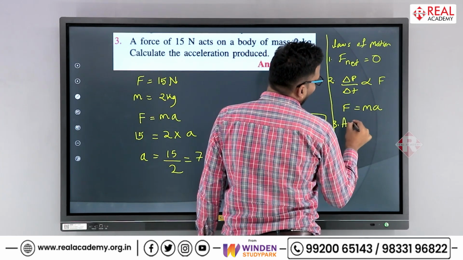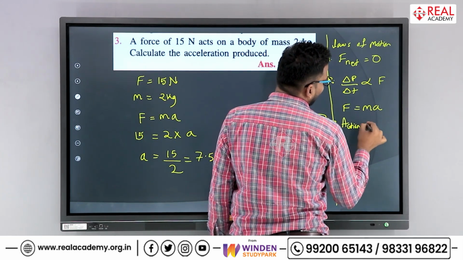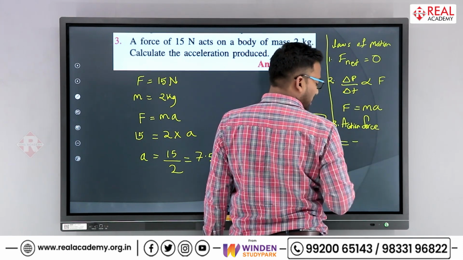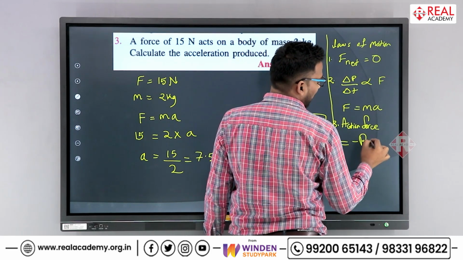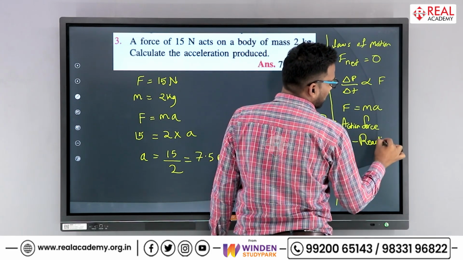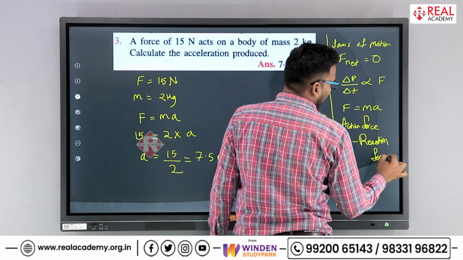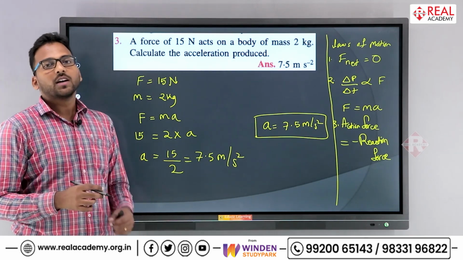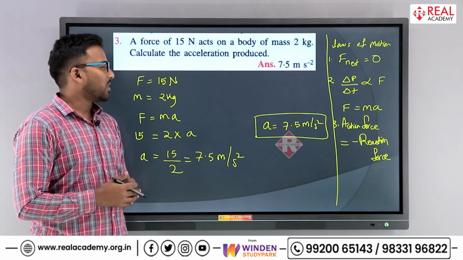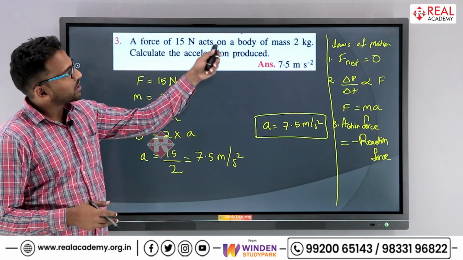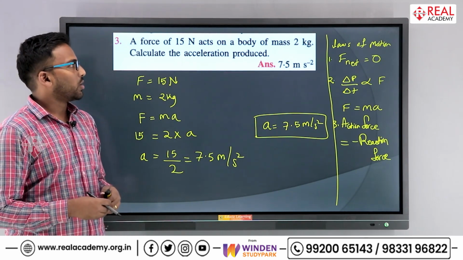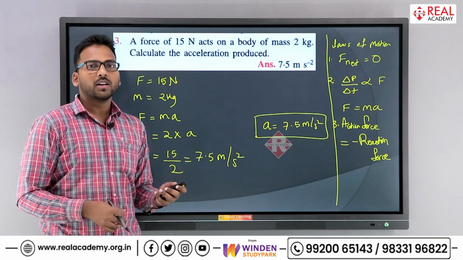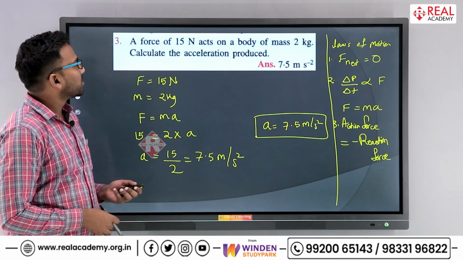So can I say the action force is equal and opposite, so that's why I am taking a negative sign for the reaction force. Every action force has its equal and opposite reaction force. So these are the three laws associated with laws of motion. Here we have got acceleration as 7.5 meter per second square. Okay. Chalo.